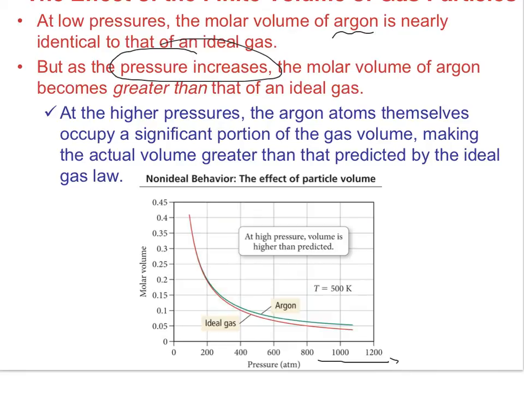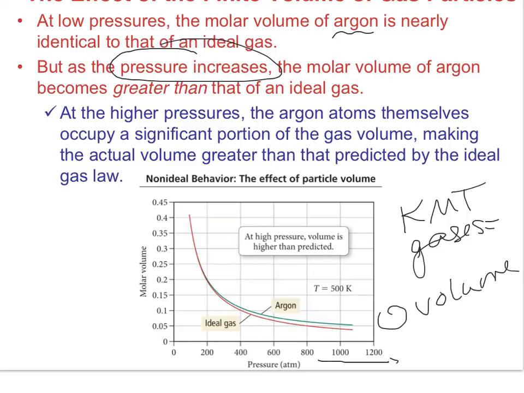remember one of the assumptions of the kinetic molecular theory is that the gases themselves have zero volume. In other words, the gas particles themselves take up negligible volume compared to the volume in between the gas particles. But as we increase pressure, we're squishing gas particles closer and closer together so that their volume becomes significant. And so the volume of argon, for example, at high pressures becomes, and that's the green line, higher than it is supposed to be. The volume of the particles themselves becomes significant at higher pressures.